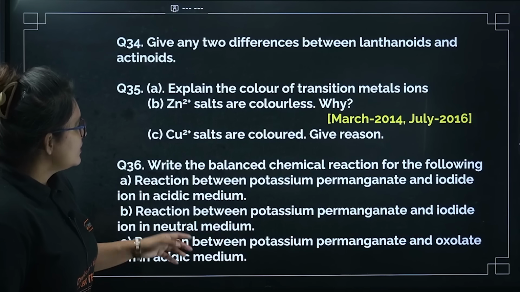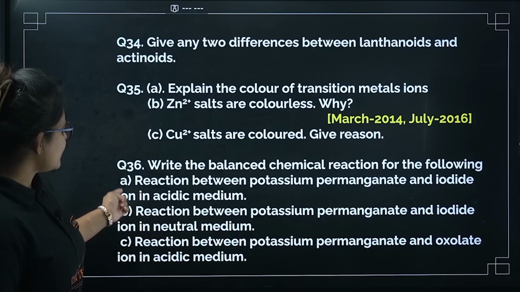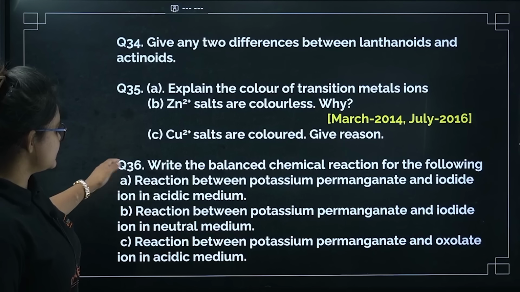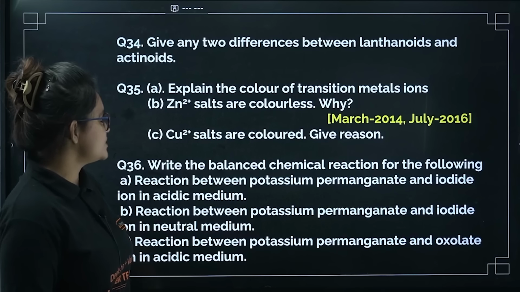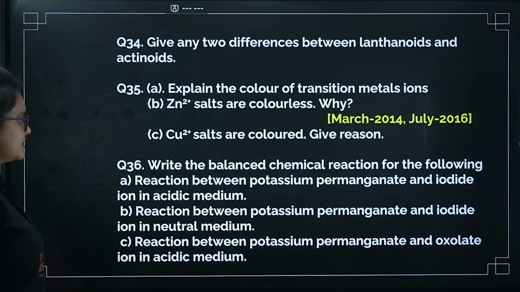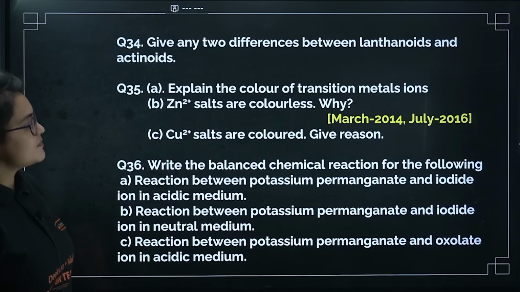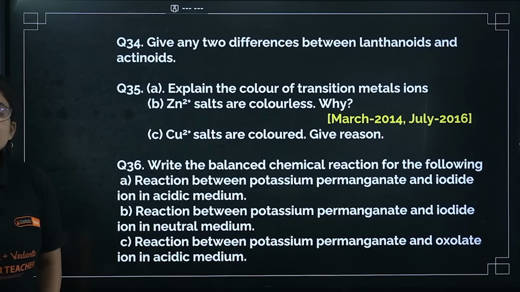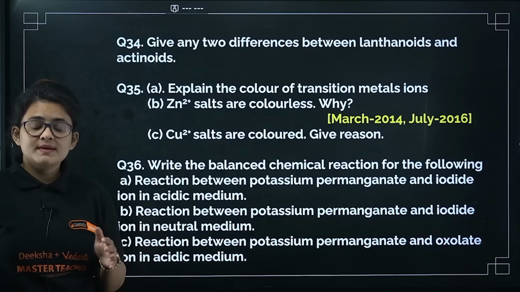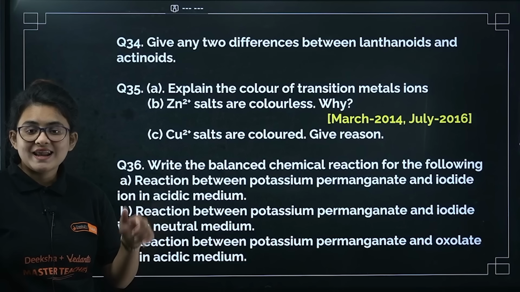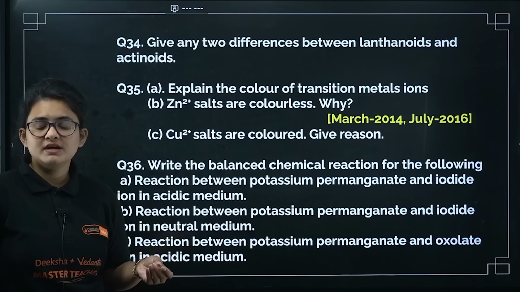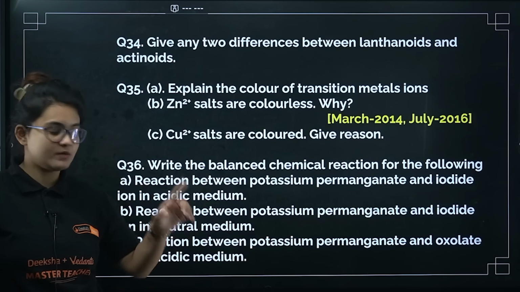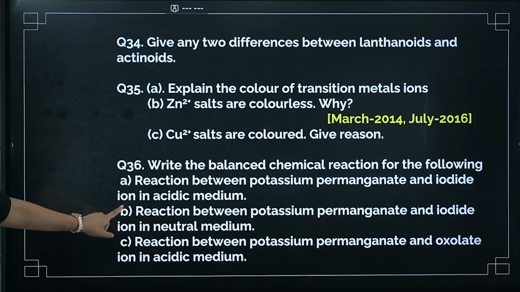Okay, now you can see here some different cases, like write a balanced chemical reaction for the following cases. First is the reaction between potassium permanganate and iodide ion. Okay, iodide I- and KMnO4. In acidic medium it forms I2, but in alkaline medium or in neutral medium it forms IO3-. Be careful about it. So two questions are very important.